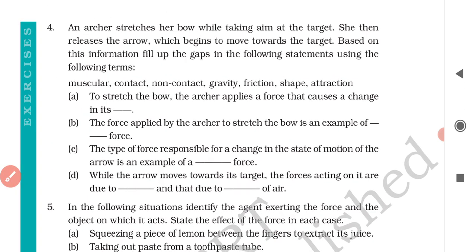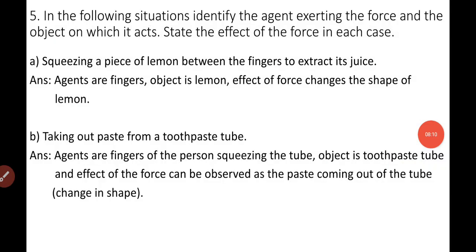Next we'll move to question number 5. In the following situations, identify the agent exerting the force and the object on which it acts. So there are some sentences given to you, sentence A, B, C and D. In these sentences some situations are given to you, and you have to identify the agent exerting the force, and also the object on which the force acts, and lastly you have to write the effect of force in all these cases.